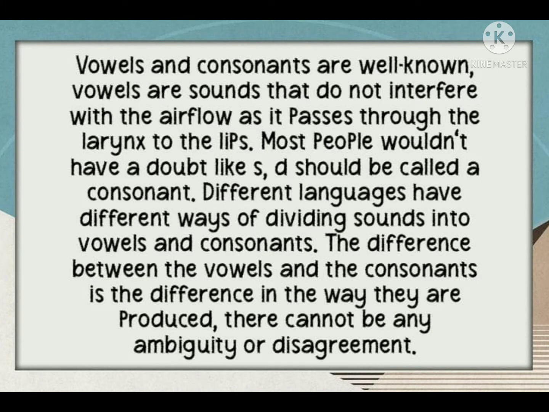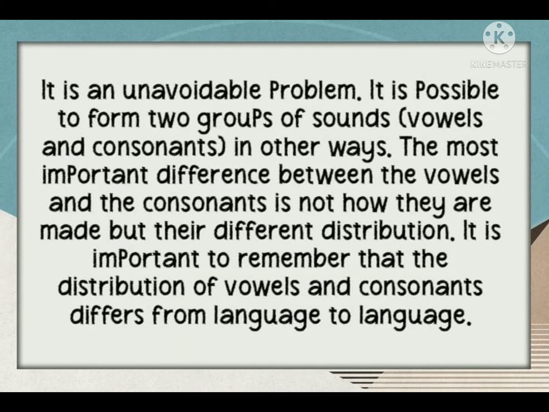Number 2, vowel and consonant. Vowel and consonant are well-known terms. Vowels are sounds that do not interfere with the airflow as it passes through the larynx to the lips. Different languages have different ways of dividing sounds into vowels and consonants. The difference between the vowel and consonant is the difference in the way they are produced. There cannot be any ambiguity or disagreement. It is an unavoidable problem.